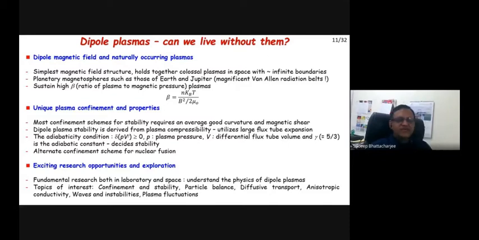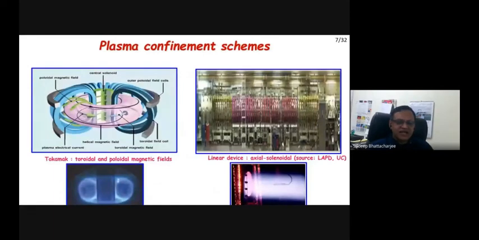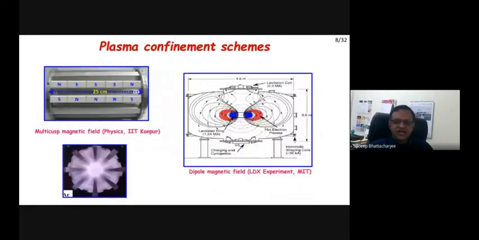Now, as I said, dipole plasmas can sustain high beta plasmas. And beta is the ratio of the plasma pressure n k_B T, where n is the plasma density, k_B is the Boltzmann constant, and T is the temperature of the plasma, and B squared by 2 mu naught is the magnetic pressure. So dipole plasmas are known to sustain very high beta plasmas. Now, this is a very unique confinement scheme. As you have seen, these kinds of magnetic structures are not there. Here you have a twisted magnetic structure. A dipole confinement is a very simple confinement.